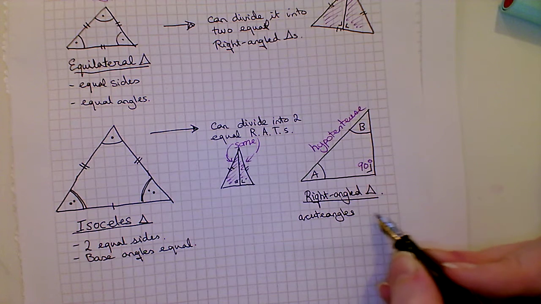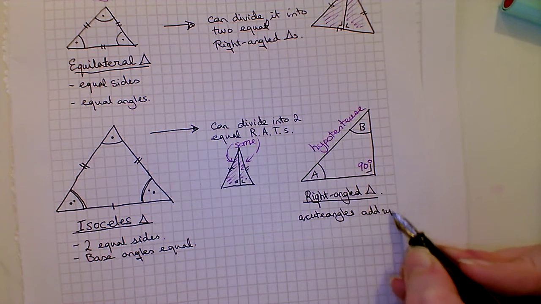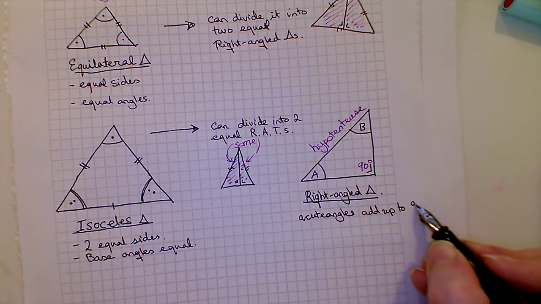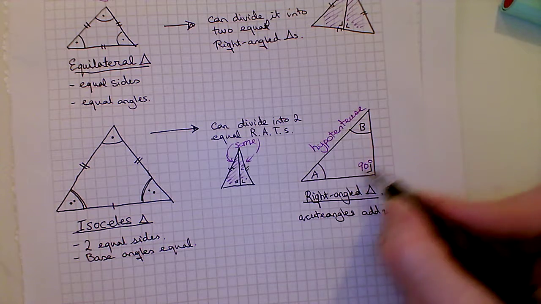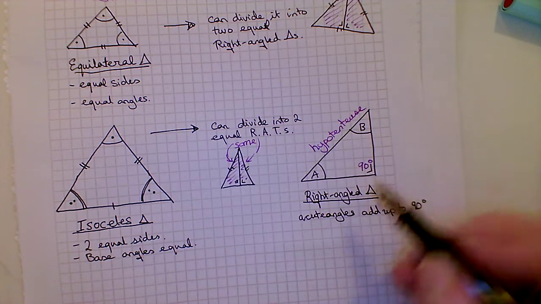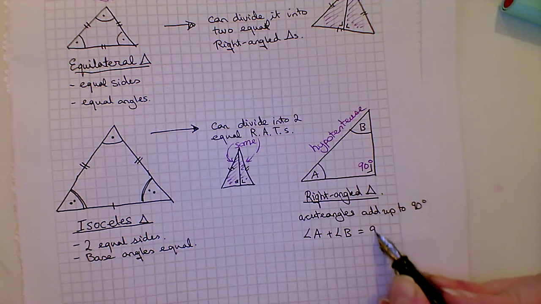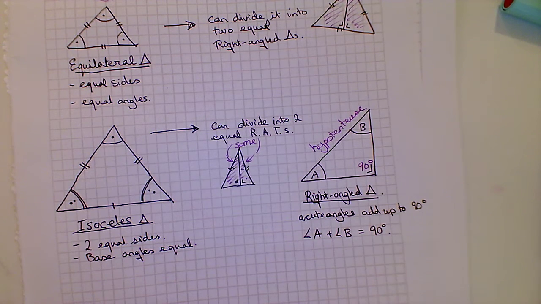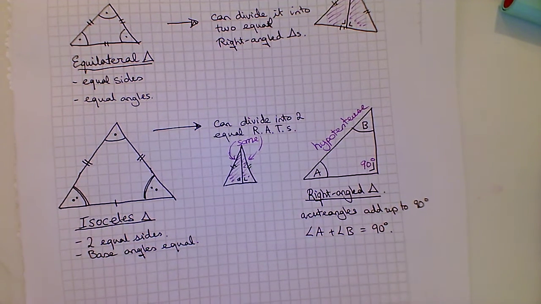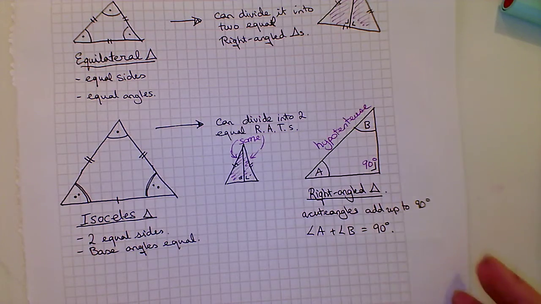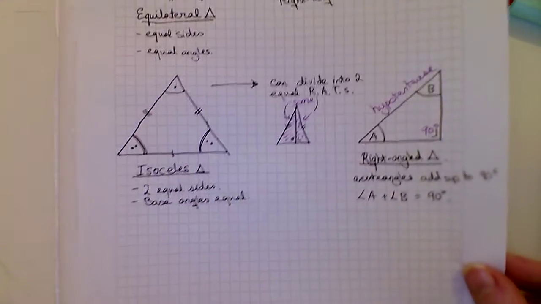Now, the acute angles, the other two angles will always be acute, and the acute angles in a right-angled triangle will always add up to 90 degrees as well, because all of them have to add to 180, so A and B will always add up to 90 degrees. Okay, we have loads of facts about right-angled triangles, but that's the main one for the moment.